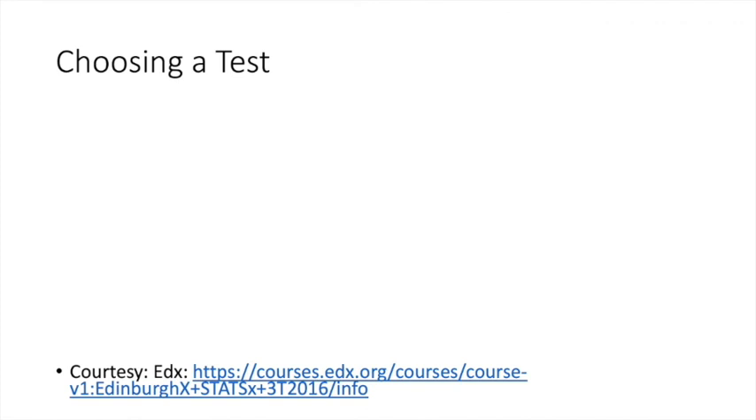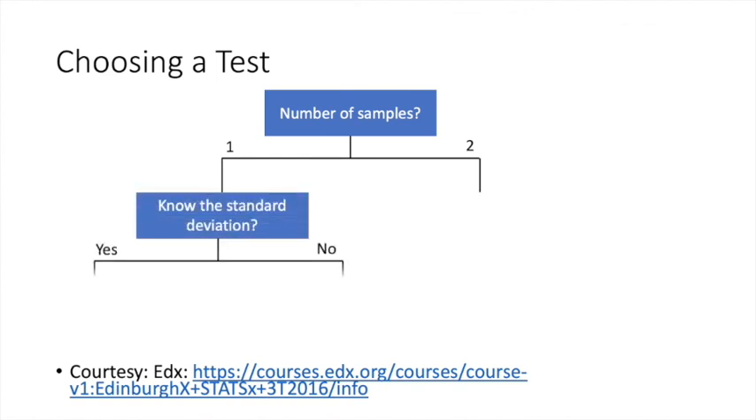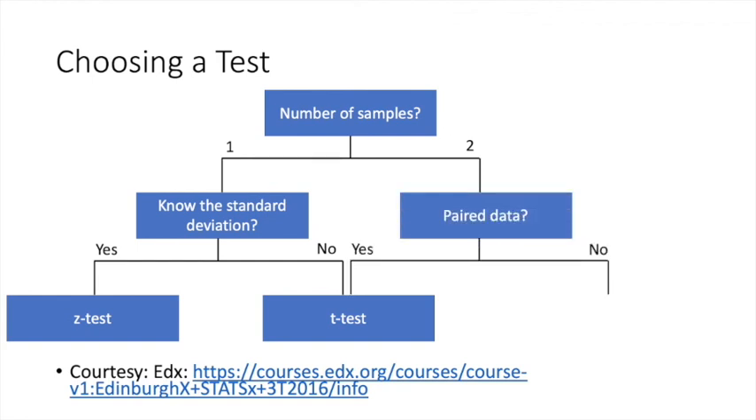Finally, here is a simplified scheme for choosing a test. First of all, how many samples do you have? If the answer is 1, next check if you know the population standard deviation. If the answer is yes, choose z.test. Otherwise, choose the t-test. If instead the number of samples is 2, then check if it is paired data. If yes, go for a t-test. Otherwise, go for the two-sample test.